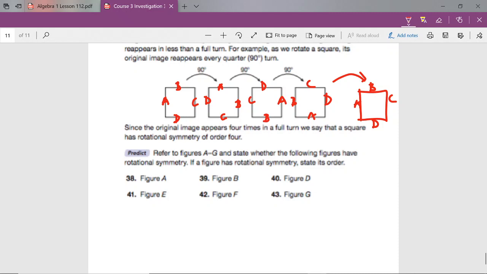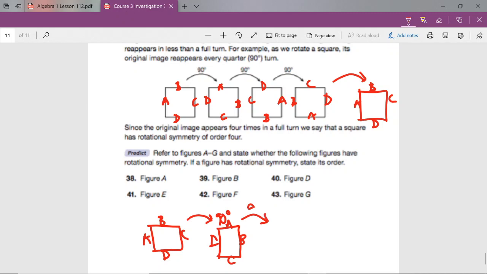So we're going to go through A through G, but we've already seen C, so we'll skip that one. So figure A, my rectangle. If I were to name these sides, I would say A, B, C, D. And if I were to rotate this 90 degrees, then I would have this rectangle that, even though it is the same rectangle, it doesn't look the same. So it didn't actually work with that turn.